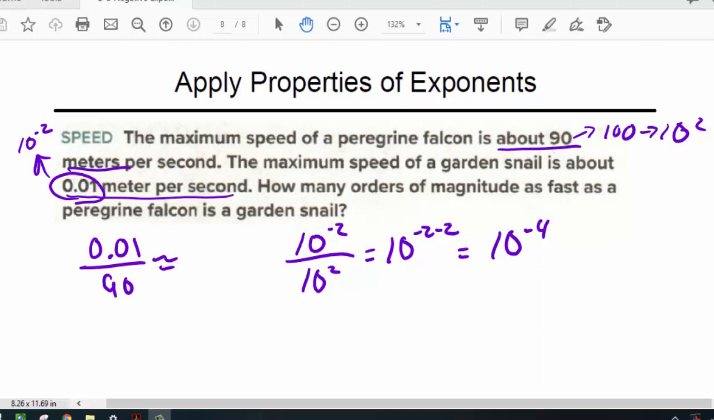In other words, he's going really slow. So if we want to know what that was in terms of how many times faster or slower, that would be 1 over 10 to the 4th, and that would come out to 1 over 10,000. So basically the snail is going about 10,000 times slower.